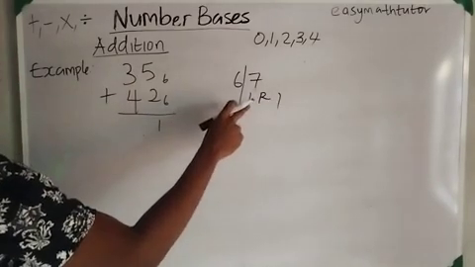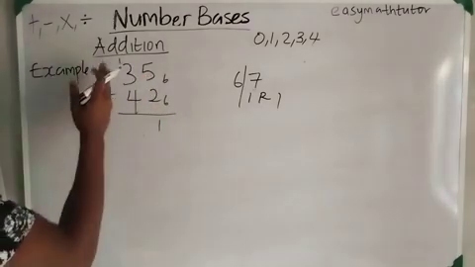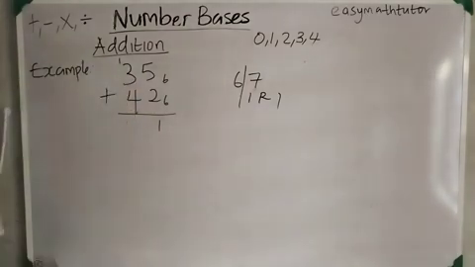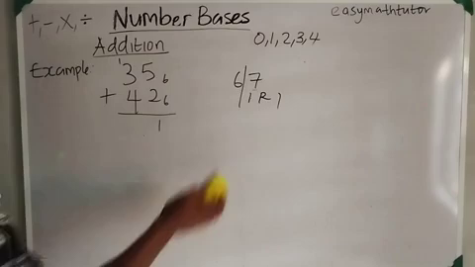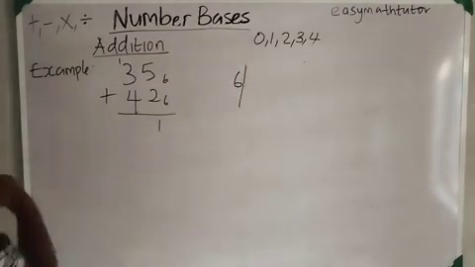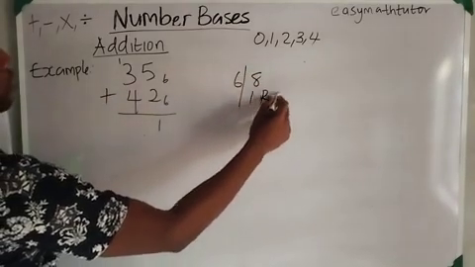And then we are going to write this number 1 above here. We carry it over to the 10s side. So it becomes 1 plus 3 plus 4, which is 8. But 8 also is bigger than the base. So we are going to divide that 8 by the base 6. So when we divide 8 by 6, we have 1, remainder 2.